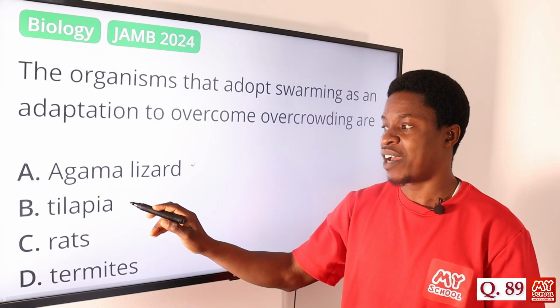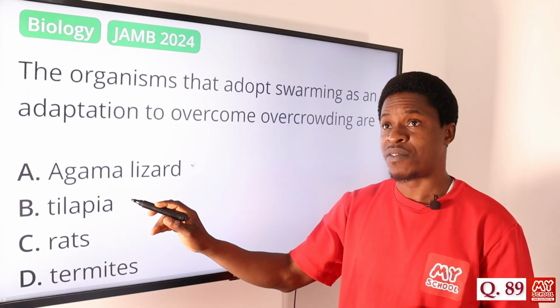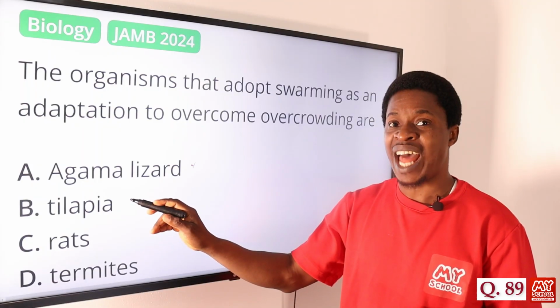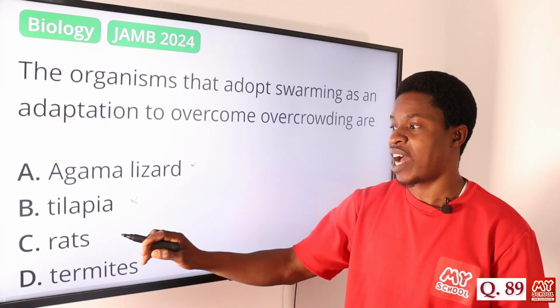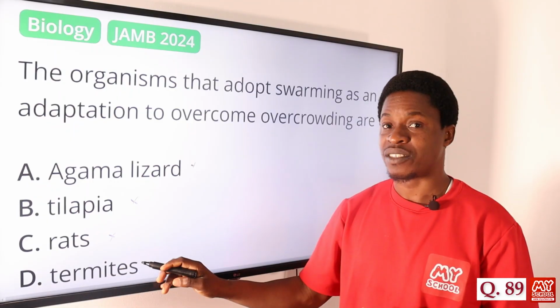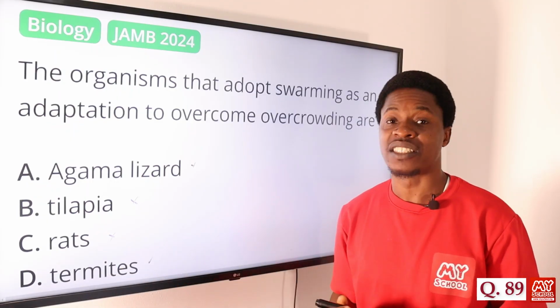Option B is tilapia. You will not have them, though you can see few of them, but you don't have them in a large crowd like that. So we have rats, no, and then option D is termites, okay, like the insects. So the correct answer is option D, the termites.